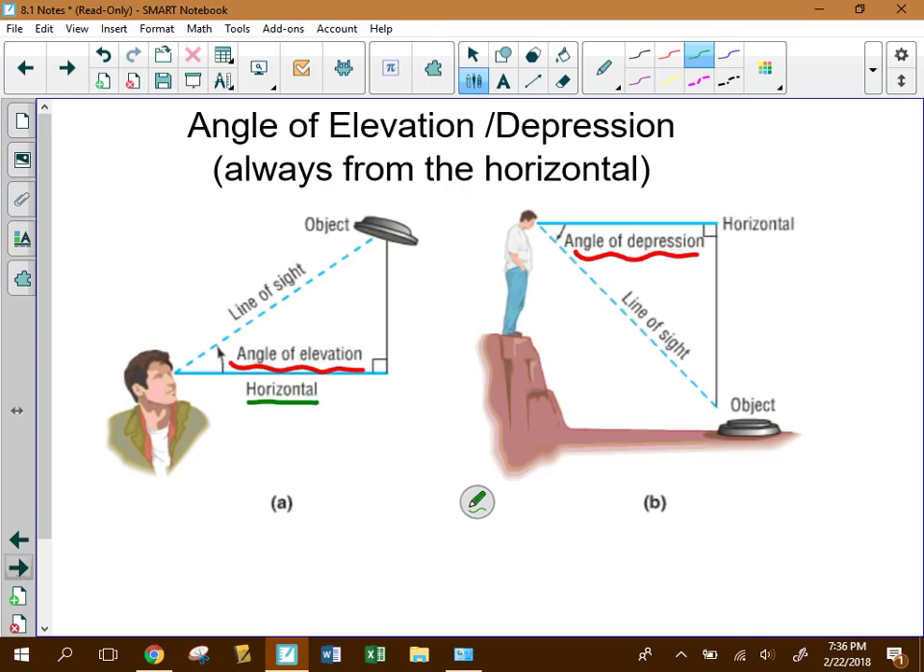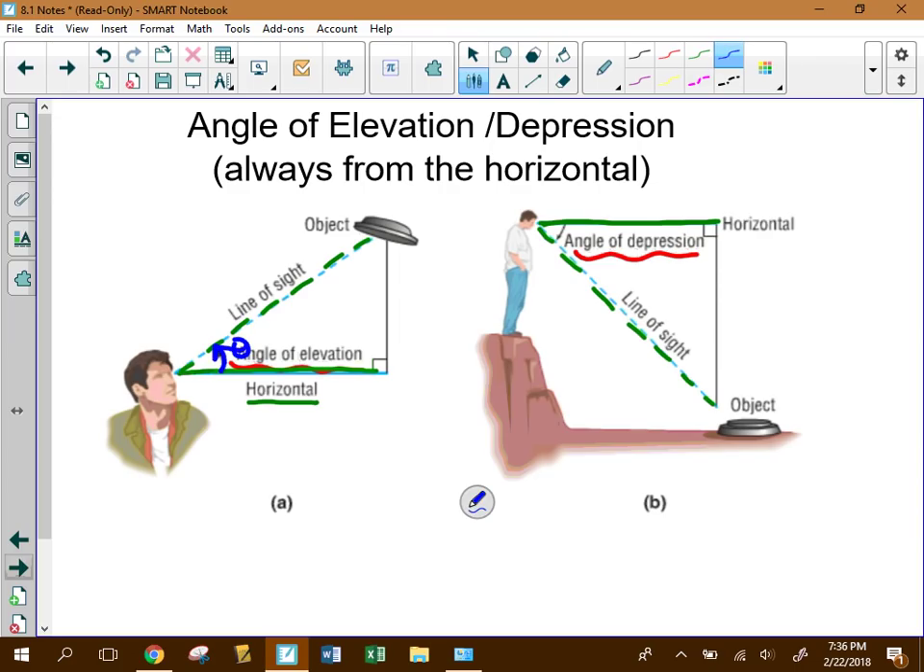So here's the horizontal. You see it here. Also on the angle of depression, this is the horizontal. So you're never putting an angle on a vertical side. The angle of elevation is between the line of sight, where you're looking up to the object or looking down to the object, and the horizontal. And so I already drew this one on the right. That's where your angle of elevation goes. So in figure A, angle of elevation is here.